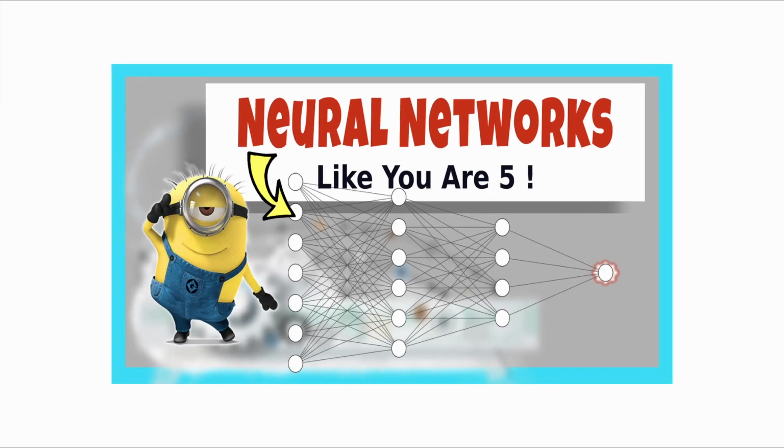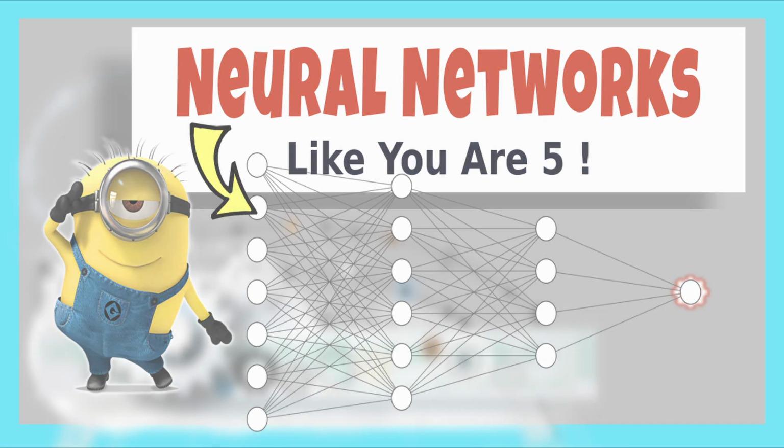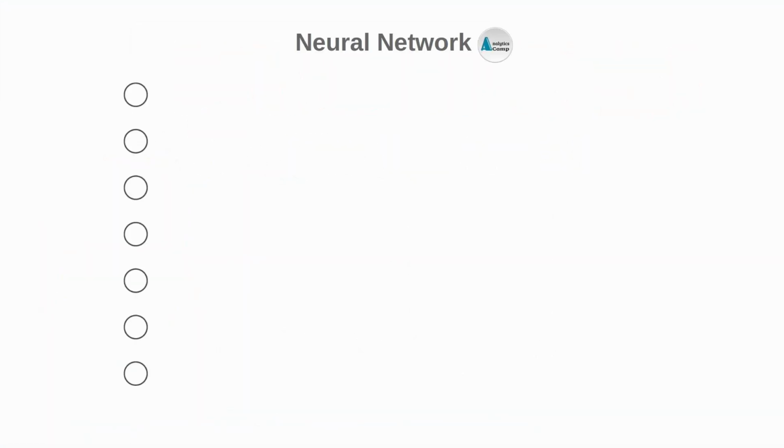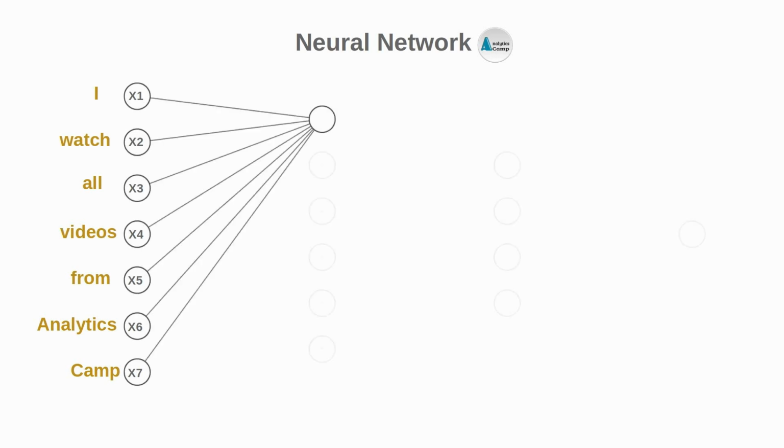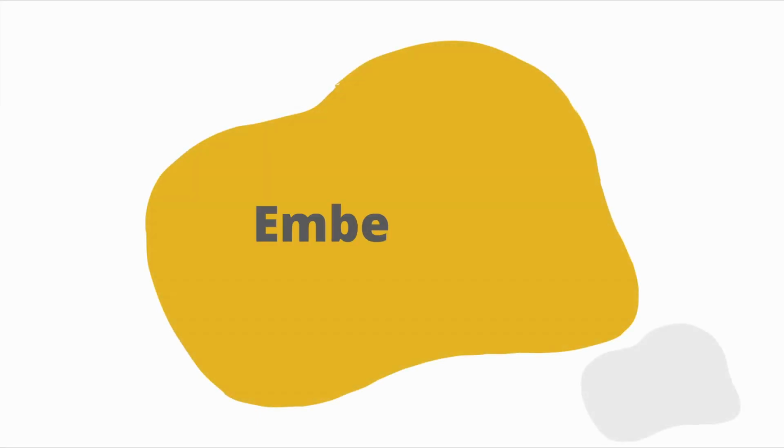Here's the time to recap what we learned from the previous video about word embedding for neural networks and then continue with today's journey. Imagine our input data is the sentence, "I watch all videos from analytics camp," where the word I is our first input word, or x1, all the way to the last word, camp, as x7. If you've seen my previous videos about how neural networks work, you know that each input data is multiplied by a numerical value called weight. But wait a minute, how do we multiply a word by a number? In machine learning lingo, this is called embedding.